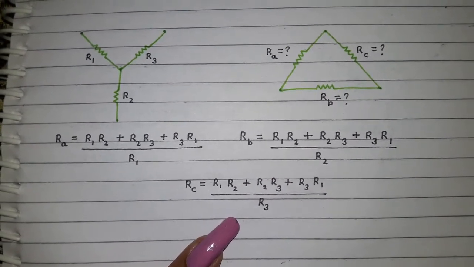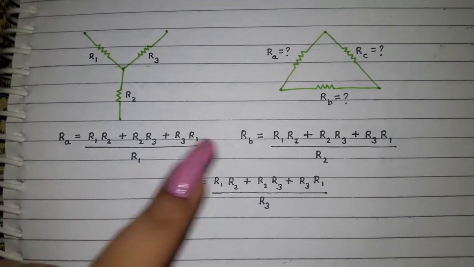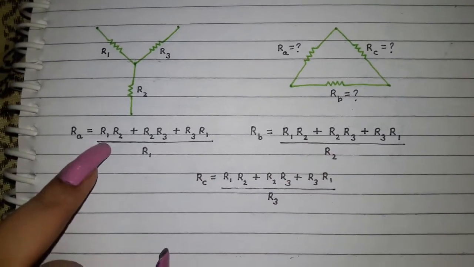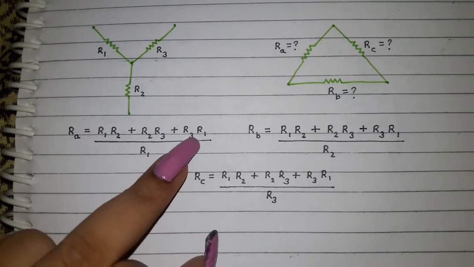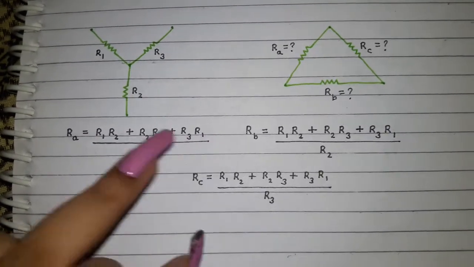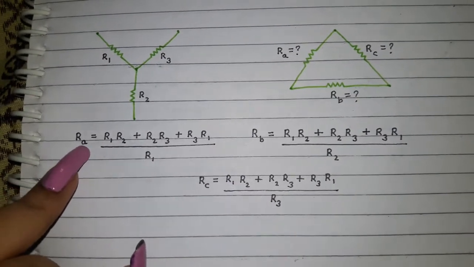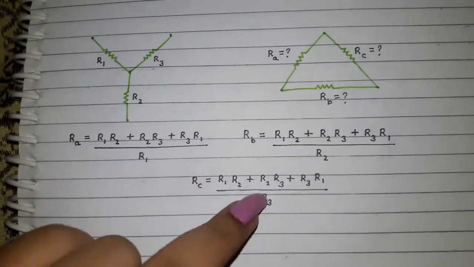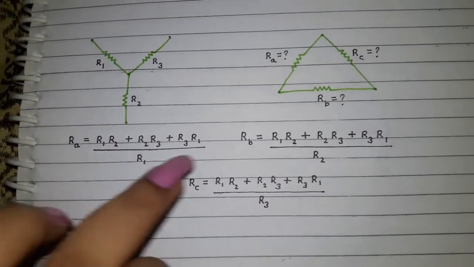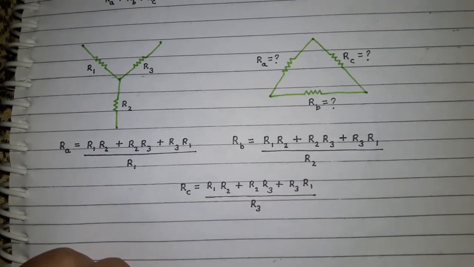An important thing that you have noticed is that the numerator is the same, which is R1R2 plus R2R3 plus R3R1. This term is common in RA, RB and RC. The numerator is the same, but the denominator is different. How to remember the denominator?